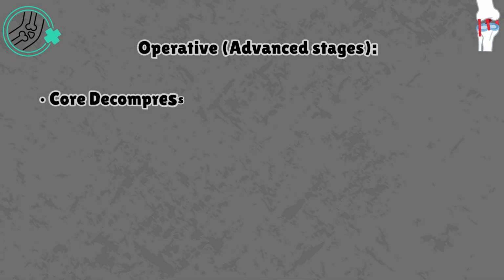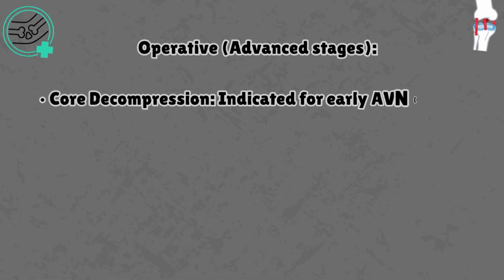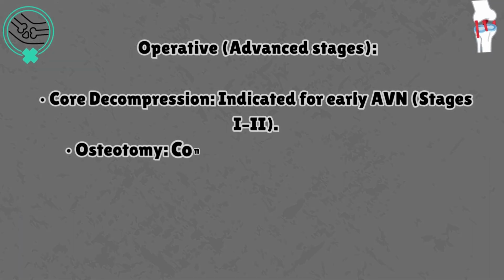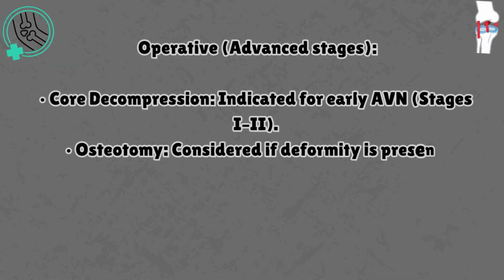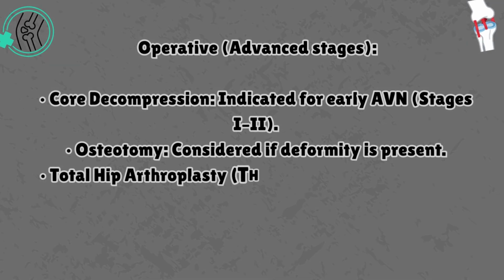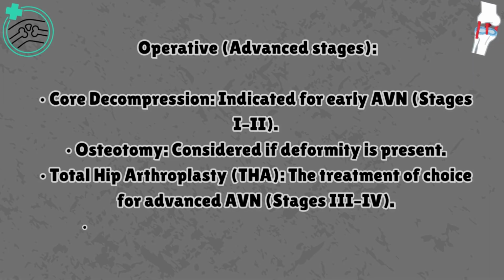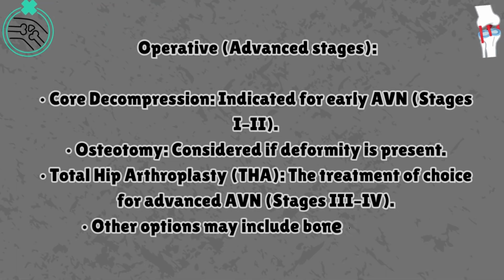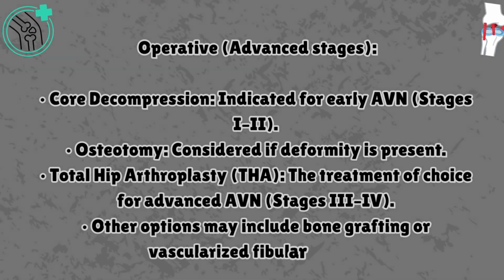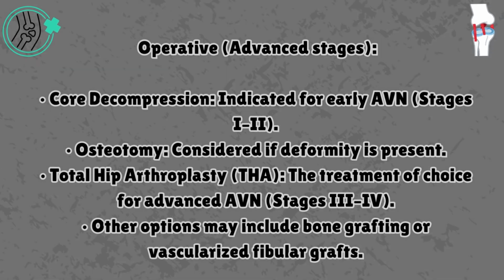Operative, like in advanced stages. Core decompression, indicated for early AVN, stages 1 to 2. Osteotomy, considered if deformity is present. Total hip arthroplasty, the treatment of choice for advanced AVN, stages 3 to 4. Other options may include bone grafting or vascularized fibular grafts.